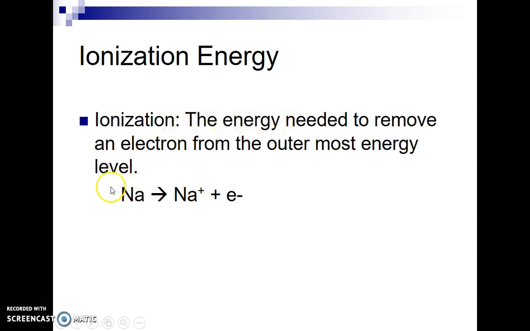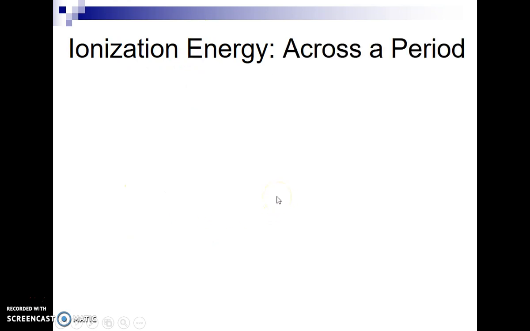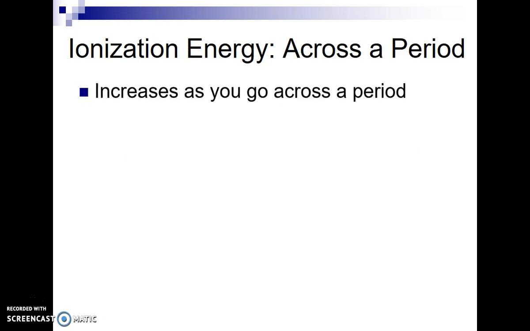So here we have sodium, and we'll see that we're taking an electron from sodium, and it's becoming sodium plus 1. So that is what's happening. The ionization energy is the energy needed to do this reaction. Now we're going to look at the trends. As you go across a period, it increases.